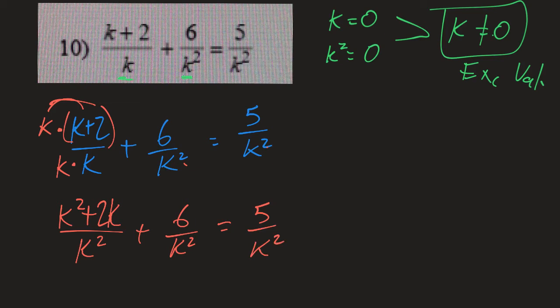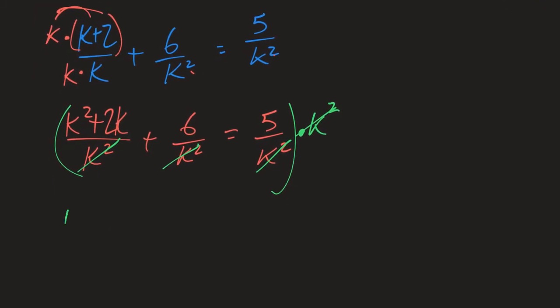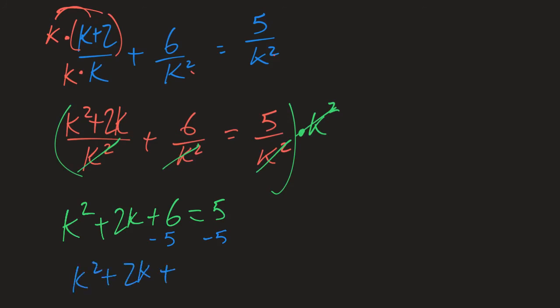Let's take the next bit and cancel the denominators out. So let's multiply the whole thing by k squared, canceling all of these guys out. And now I've got k squared plus 2k plus 6 equals 5. This looks a little weird, doesn't it? But guess what? You already know how to solve equations like this. Let's subtract the 5 back to this side, and you're going to see k squared plus 2k plus 1 equals 0. And this is a quadratic.